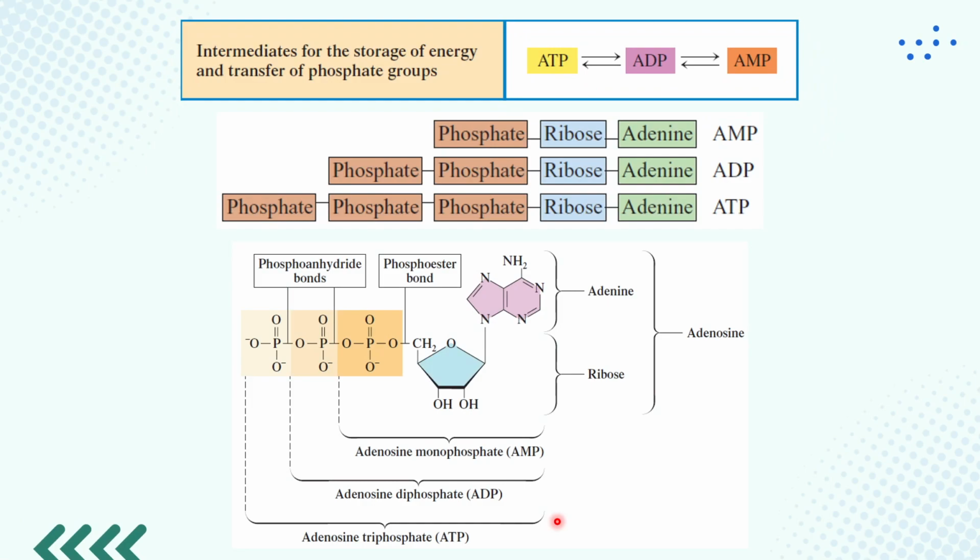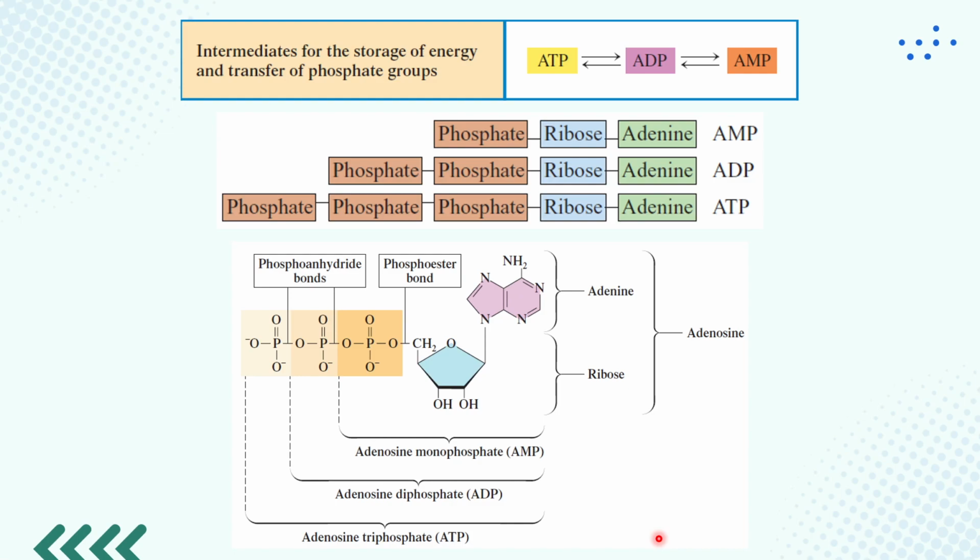So for the storage of energy and transfer of your phosphate groups, we have three intermediates that only differ in terms of the number of phosphates present in their structure. So that would be your ATP, your ADP, and your AMP. So in terms of the names, ayan po sa baba. So AMP means adenosine monophosphate, ADP diphosphate, ATP triphosphate.